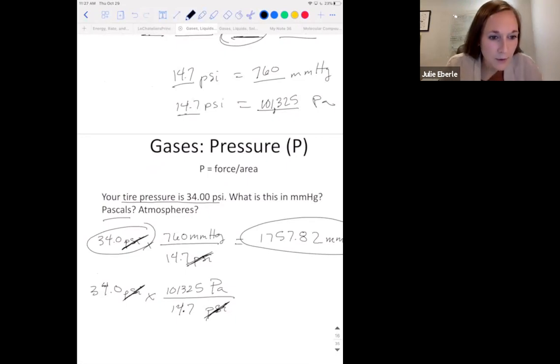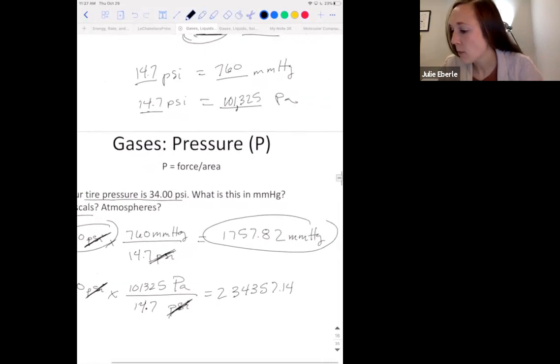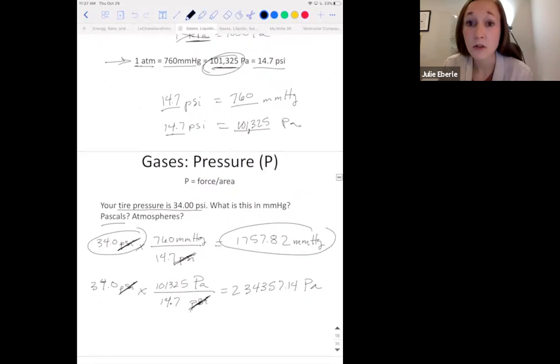That's a big number. Well, 2, 3, 4, 3, 5, 7.14. That's a lot of pascals. And it's a lot of pascals because pascals, remember, are the smallest unit.